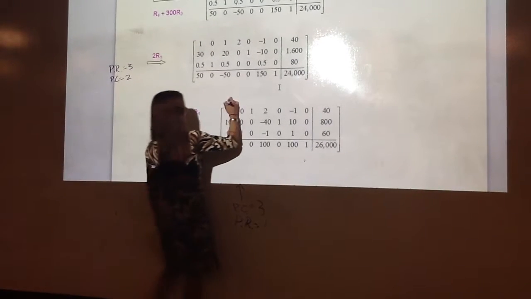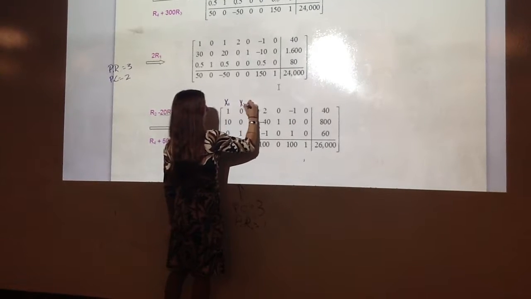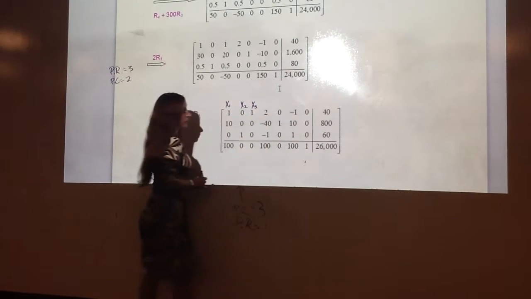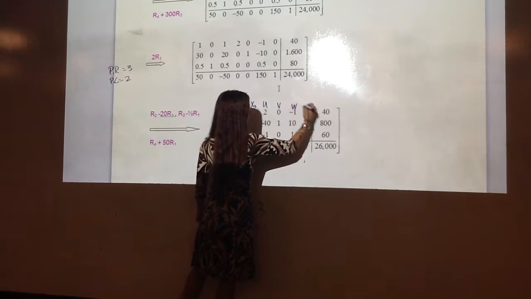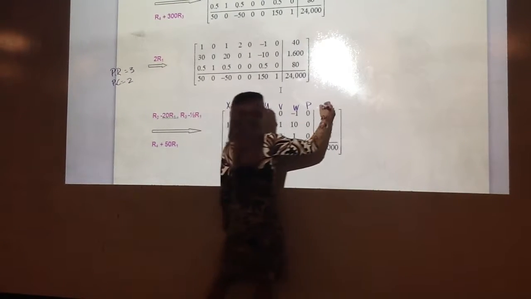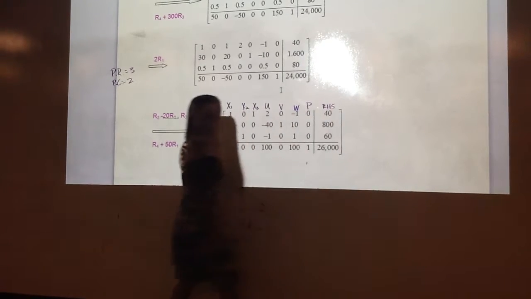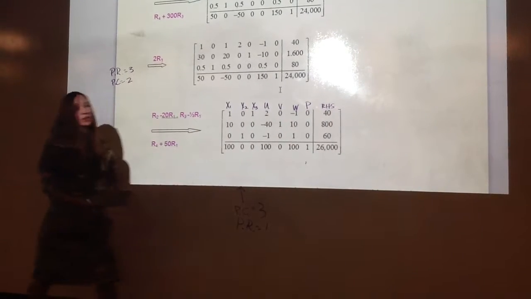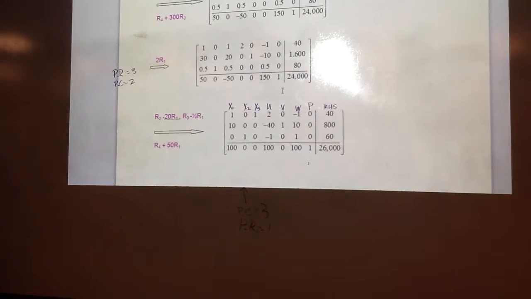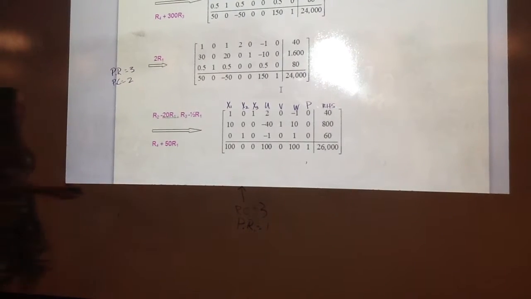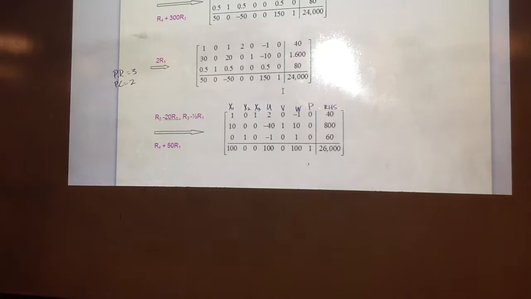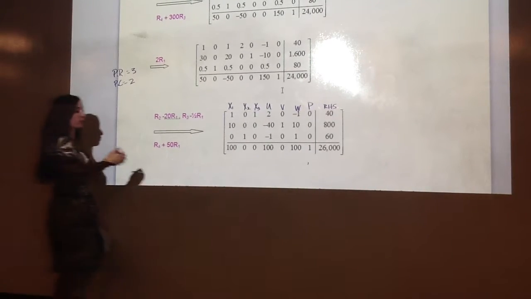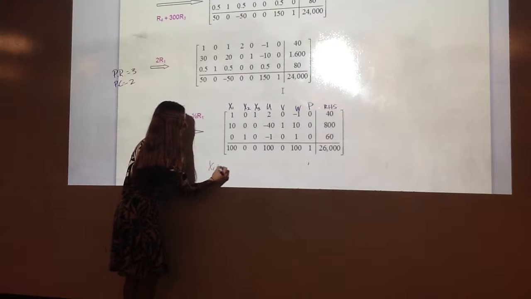So it's helpful to have our columns labeled. So we had 3 variables, 3 slack variables, the objective function, and the right-hand side. So is x1 a unit column? Is there a 1 and everything else in that column zeros? No, so x1 is not a unit column. Whenever we have not a unit column, that means our variable is equal to 0.